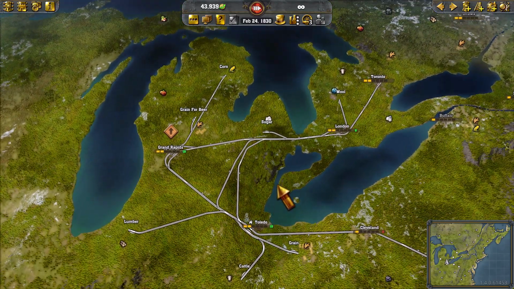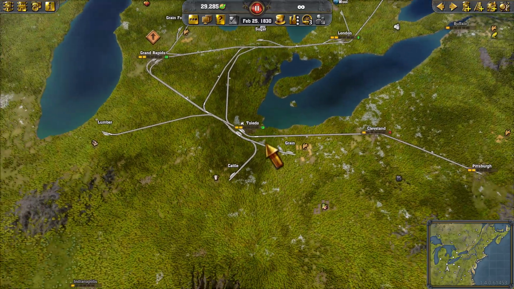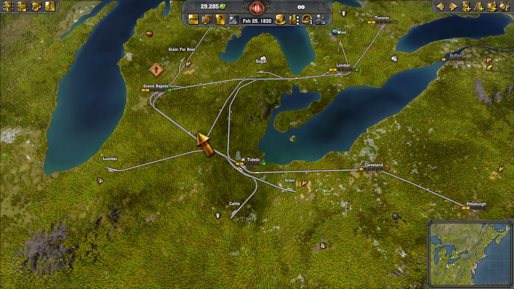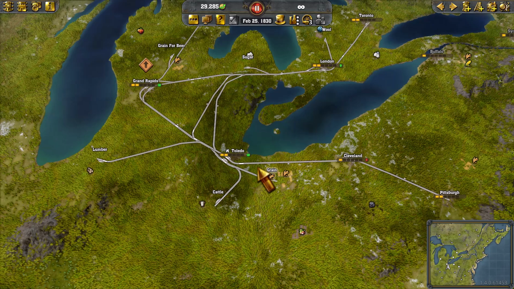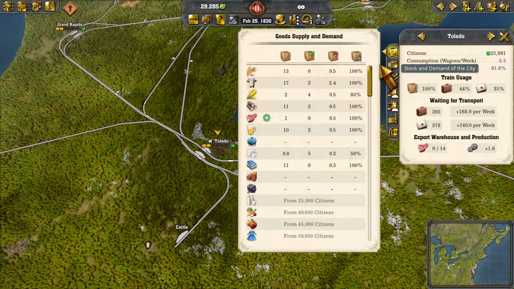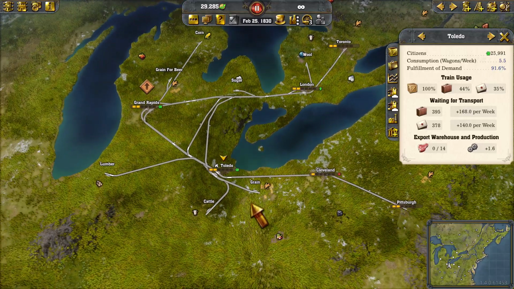And what we'll do now is think about phase 2. So phase 1 is just setting up the 3 manufactured goods and the 4 raw materials: lumber, grain, sugar, and corn, right? But now phase 2 comes along. If we look again at our supply chain, we can see that from 35, 40, and 45,000 citizens, we're going to want 3 raw materials: milk, veggies, and fruit.